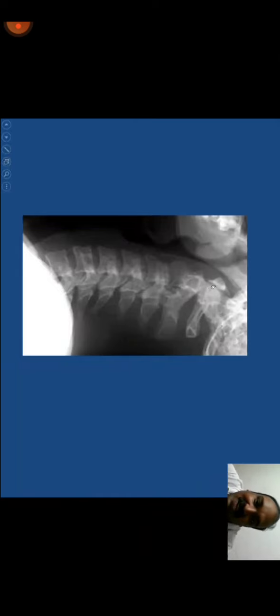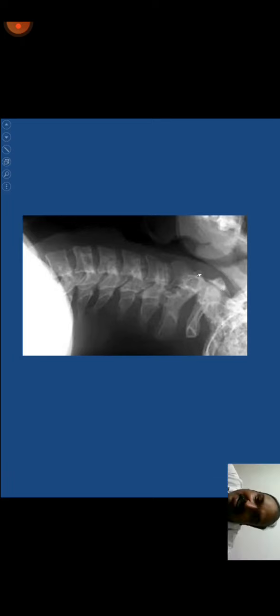This is the joint which I told you about. This is the atlantoaxial joint. This part. That we will see.